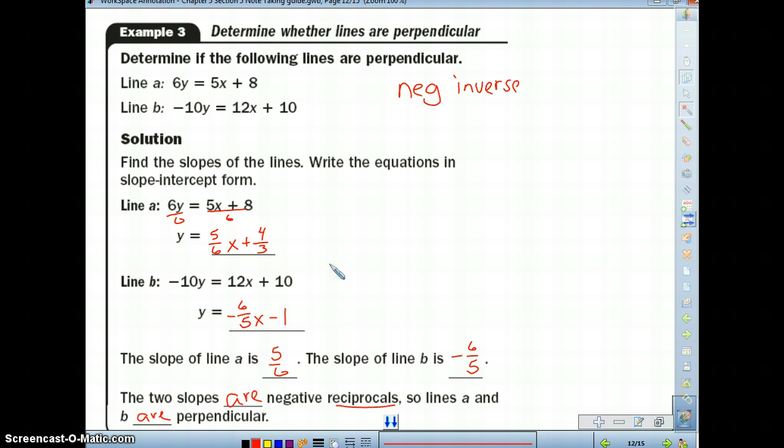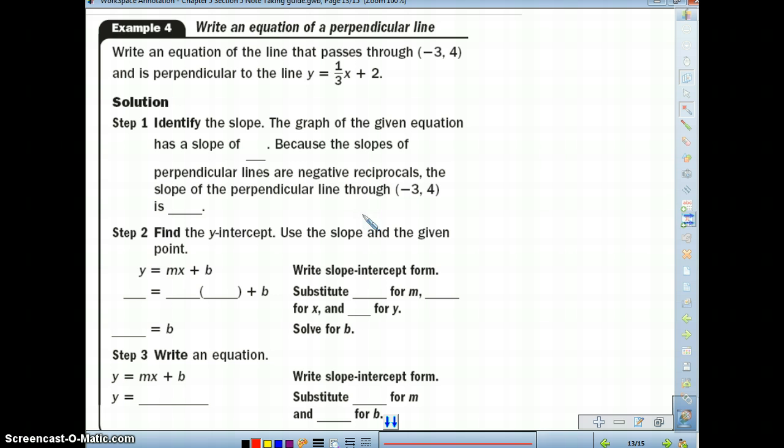Okay, so this is the work I did on this problem. I came up with y equals 5/6 x plus 4/3 and y equals -6/5 x minus 1. Slope of line A is 5/6. The slope of line B is -6/5. The two slopes are negative reciprocals, so lines A and B are going to be perpendicular. That is the negative reciprocal of that. Or you could say this is the negative reciprocal of that. It works both ways. All right. So here again, go ahead and work through this. Try to figure it out, and I will have it filled in when you get back.